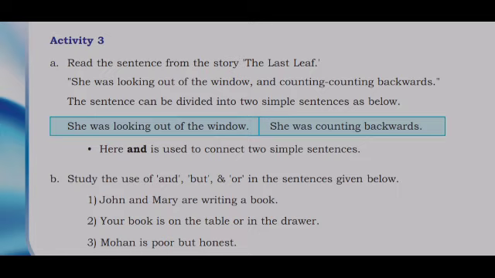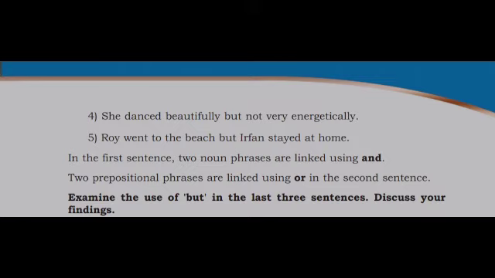Now, study the use of and, but, or in the sentences given below. We all know that, children, and, but, or, all these are conjunctions used to connect sentences. Look at the sentences here. John and Mary are writing a book. Your book is on the table or in the drawer. Mohan is poor but honest. She danced beautifully but not very energetically. Roy went to the beach but Irfan stayed at home.